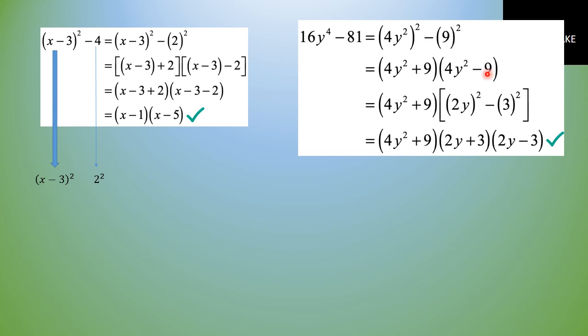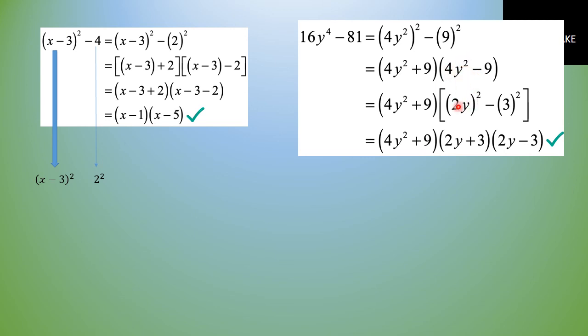But you are not over. This bracket you write as it is. But the next bracket, 4y squared minus 9, you write as 2y whole thing squared minus 3 squared, because you can clearly see that I can use difference of two squares on this bracket as well. Not only for the first sum; again, a part of the sum you can simplify and write.